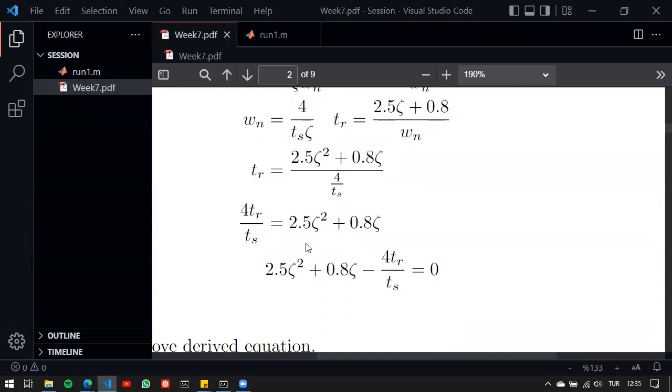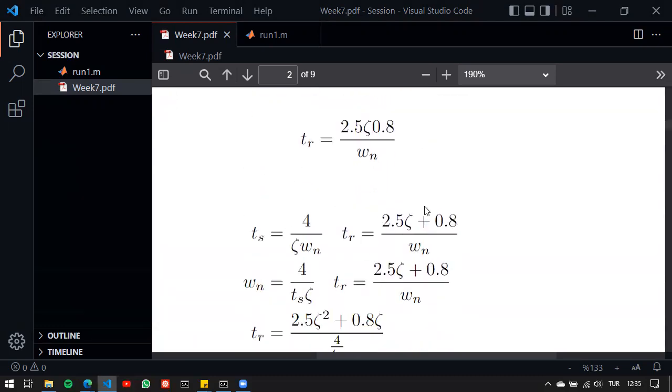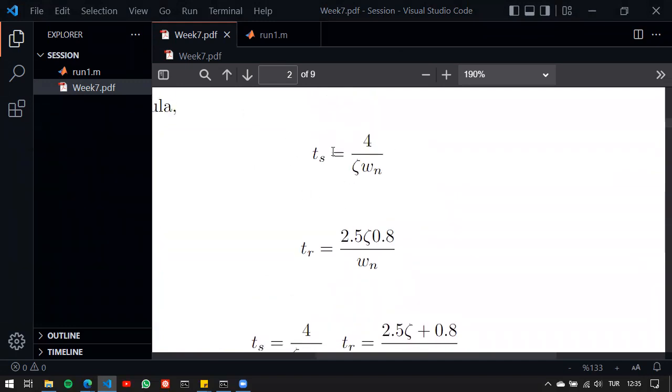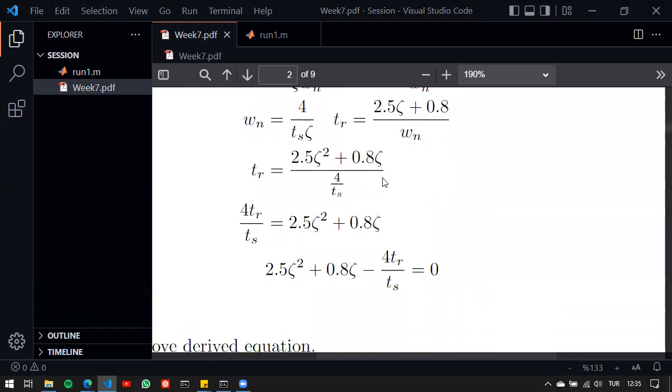So if I arrange this, I'll get a second order equation here. So it's really easy to solve this because this is a second order equation, and I know what Tr is and Ts is, and I'm looking for zeta. So basically I can work out what zeta is based on the settling time and rise time. So that's the first step. And then I can get that zeta and use any of these two relations here again, and then look what omega n is. So basically, I've again shown you that given two time domain specifications, it is possible to work out what zeta and omega n should be.